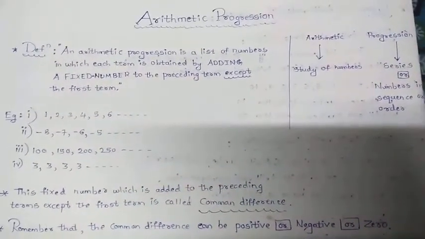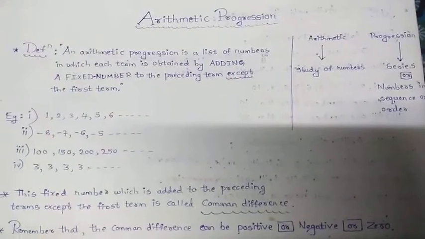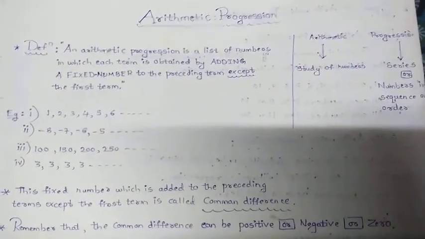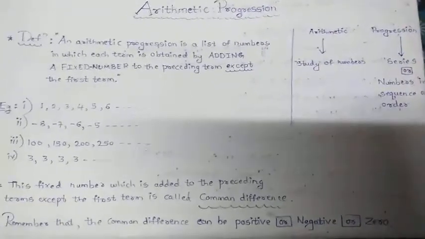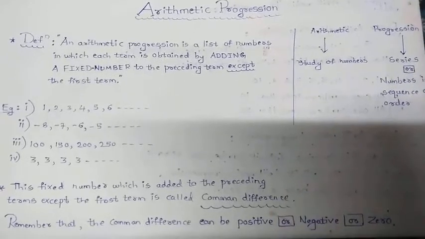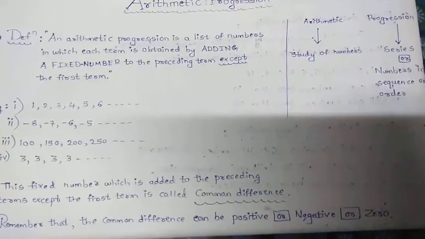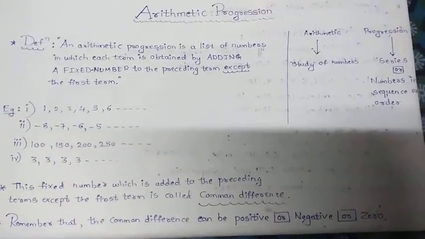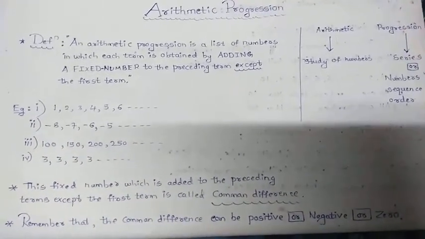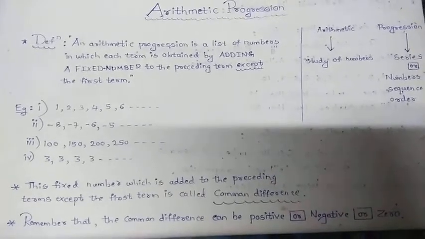As you know, there are three branches of mathematics, that is arithmetic, algebra and geometry. Arithmetic is that branch of mathematics that deals with the study of numbers. And what do you mean by progression? Progression is nothing but a series of numbers in sequence or order. So when these two terms are put together, we get an arithmetic progression.